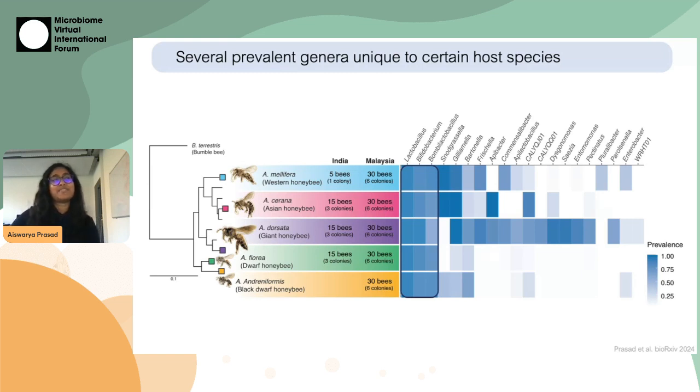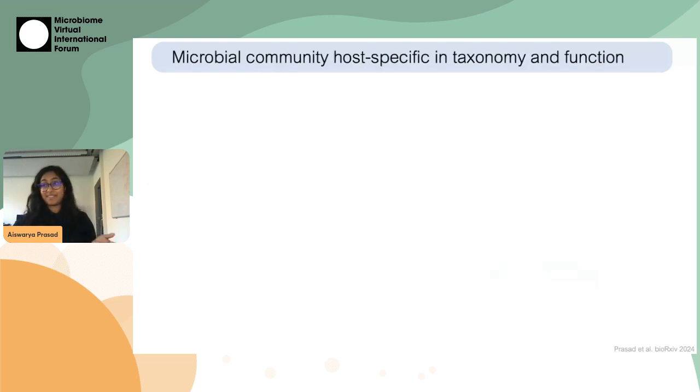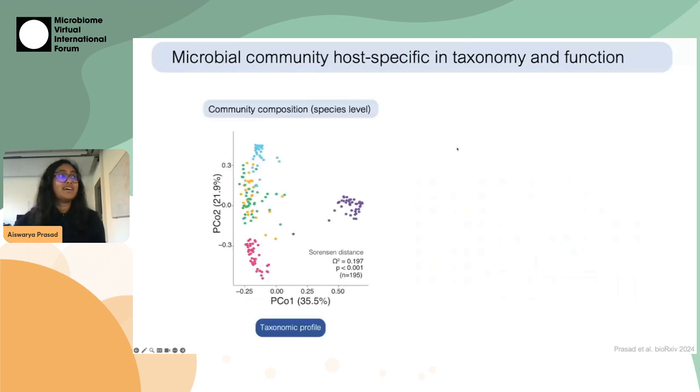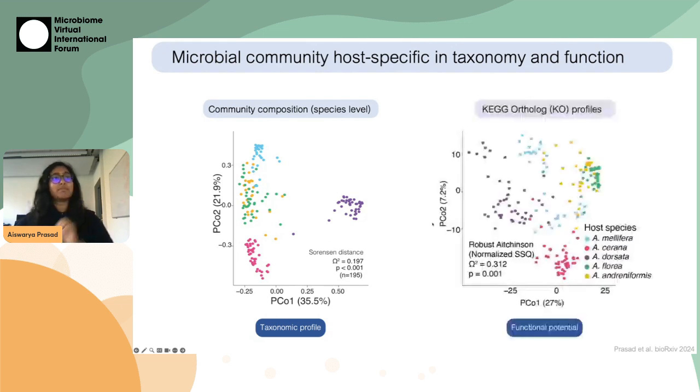Next, what is it that we see at the species level, really, now that we can ask that with metagenomics? We see that the composition overall is host-specific, with the dwarf bees really overlapping and actually clustering quite close to Apis mellifera. And also, in terms of the functional potential of the community, based on the abundance of KEGG ortholog profiles, they also have a host-specific distribution.